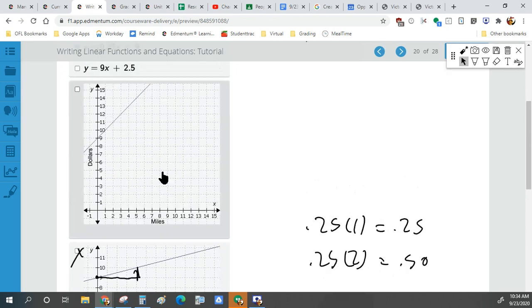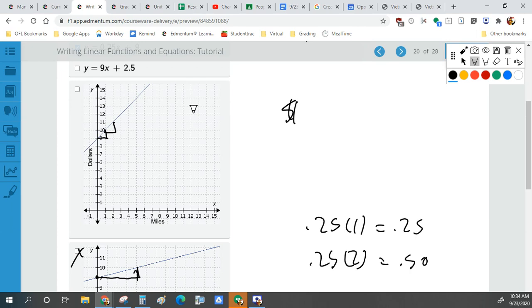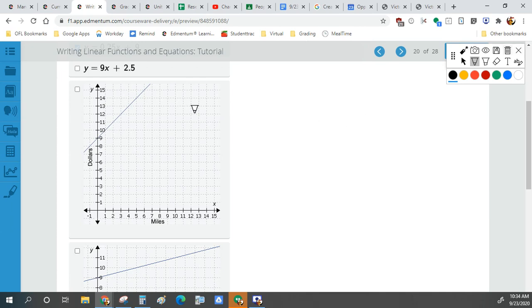I skipped this one because it didn't make any sense. This one, every mile we kept going up $1. So that's $1 per mile. It's too much. So that's how come I skipped it, in case you guys were wondering.